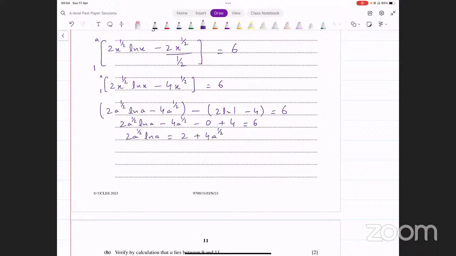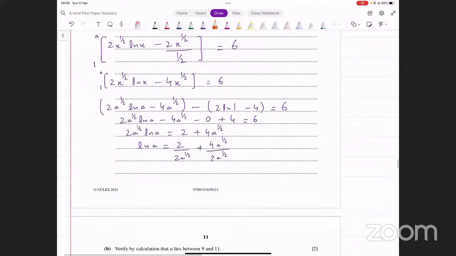We want to write this in square root form, so we write it like this. Now let's divide by a raised to power 1 over 2 on the other side, and 2 as well. Divide all of this there. What do we have? ln a equals 2 over 2a raised to power 1 over 2, plus 4a raised to power 1 over 2 divided by 2a raised to power 1 over 2. What does that give us? 2 cancelled, 4 into it cancelled, this 2 comes, this also cancels. Now we've got exactly that form.